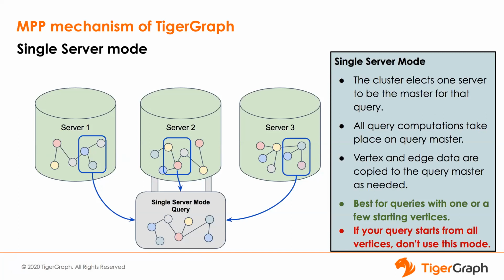However, there is one thing we need to be alert about. In single server mode, if you have a very large graph and you store it distributedly, we should be careful when we start from all the vertices. Because if you run that type of query, starting from all vertices in single server mode, that means we need to collect all the partitions or segments from all the other servers to one node. And that will blow up the memory, right?